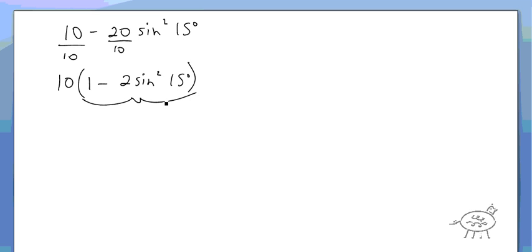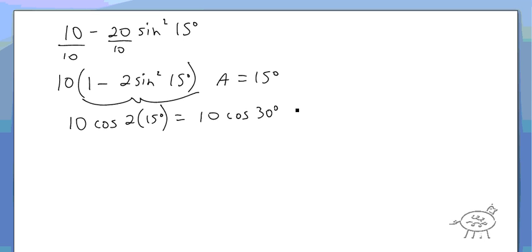Now, this part right here is cosine double angle. So it's 10 cosine. Again, our value of a is 15 degrees, so it's 2 times 15. That's equal to 10 times cosine of 30 degrees, which equals 10 times root 3 over 2, which is 5 root 3.